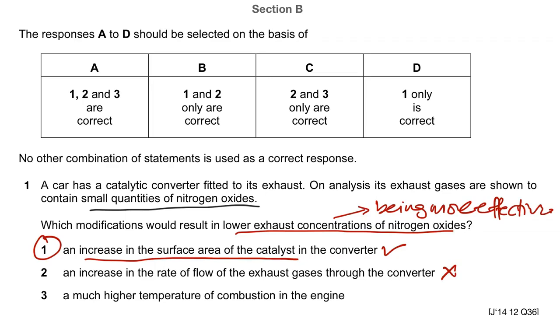And the third one obviously is wrong, because if you have higher temperature in the combustion engine, there is more chance of oxides of nitrogen forming, because more nitrogen can break down. So here the answer is 1 only, therefore delta.